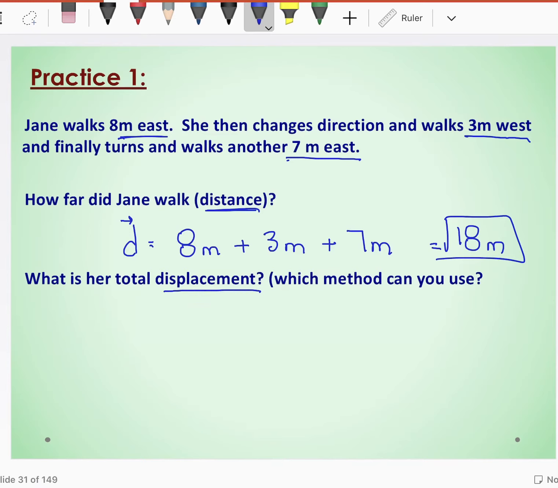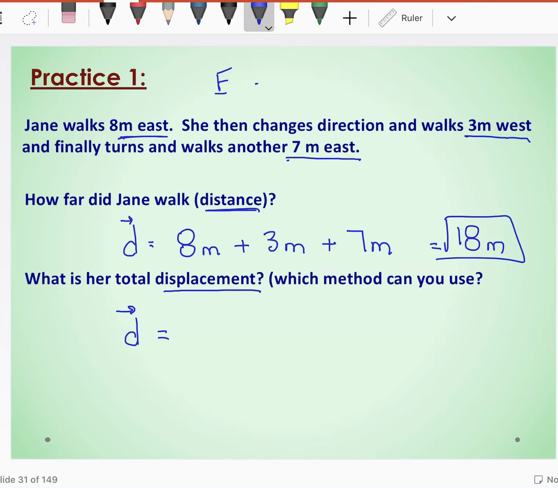What is her total displacement? Think about what methods we could use. We could draw ourselves a number line here. There are small numbers, so we could easily do that. Or we could use vector addition, which I'm going to prefer. You would not be able to use the position formula because again, this question is just showing movement. It doesn't show initial and final locations. So I'm going to choose to do vector addition.